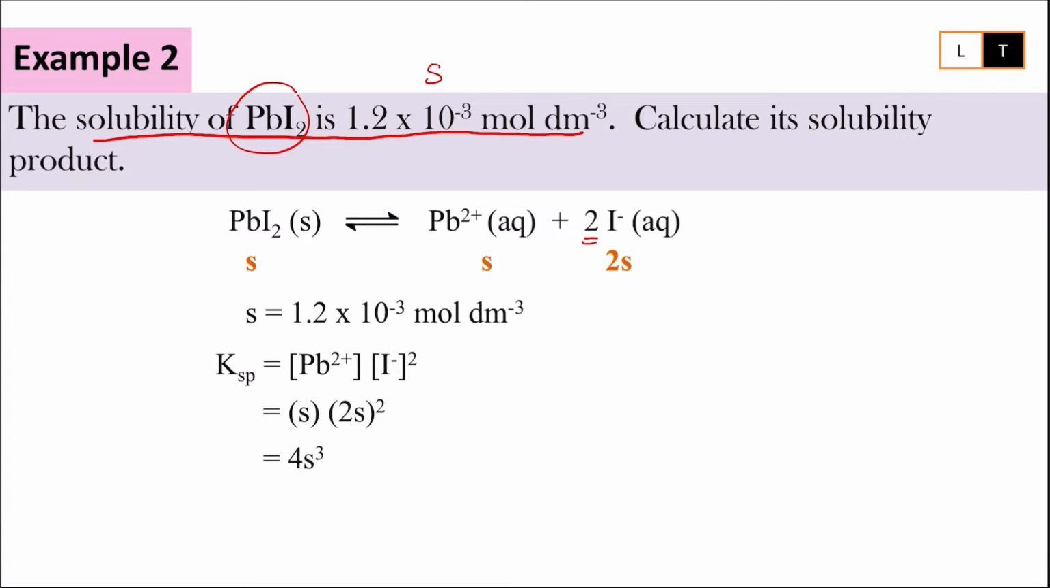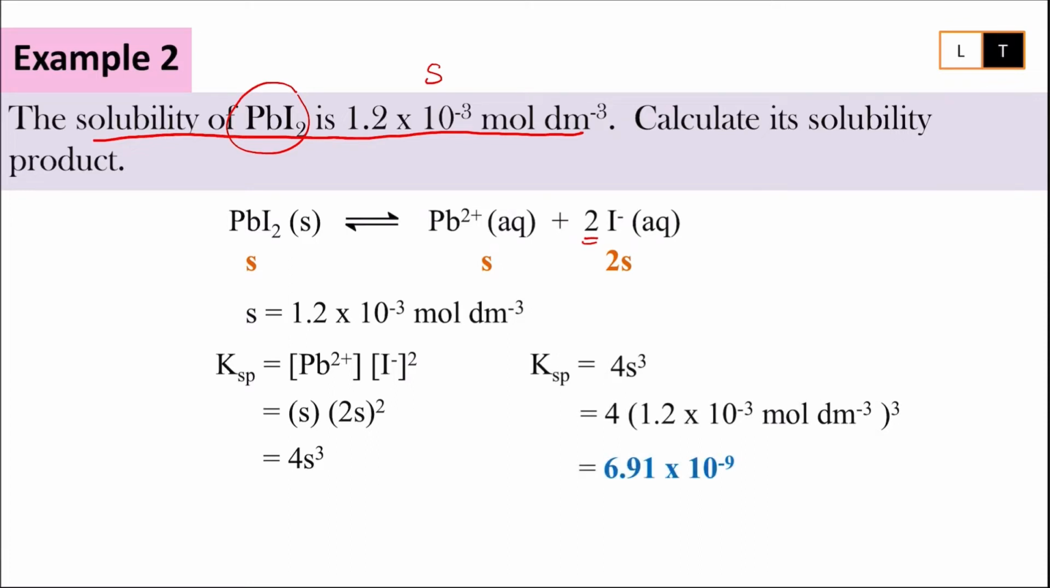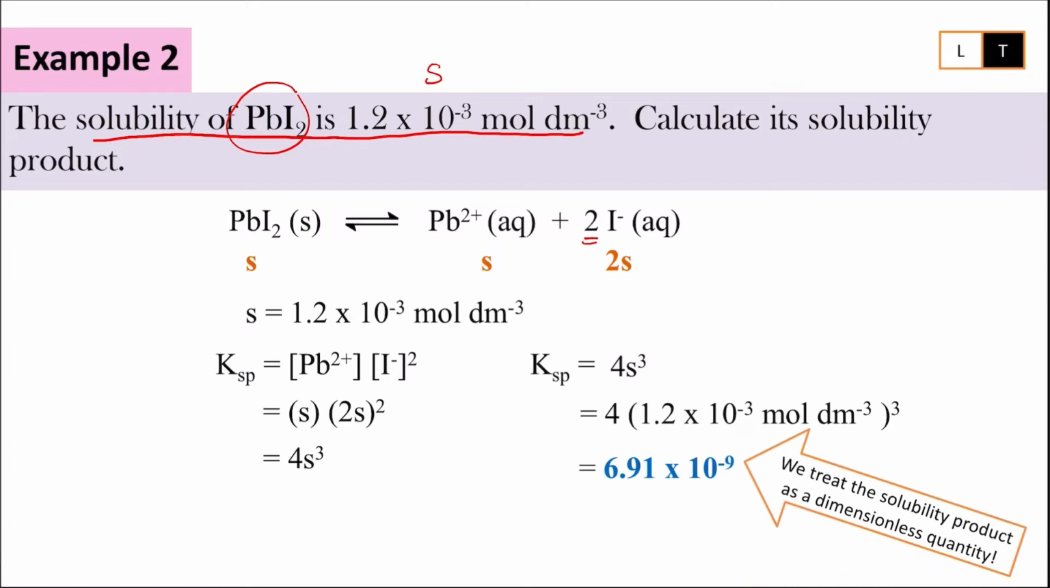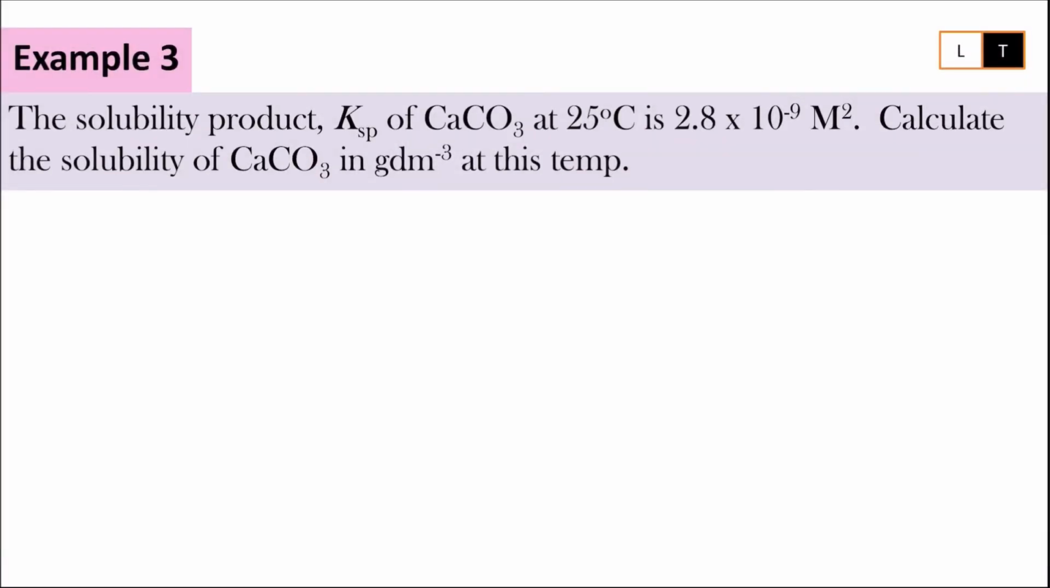Memandangkan kita tahu nilai S adalah 1.2 exponent negative 3 molar, so masukkan sahaja dalam equation, awak akan dapat nilai KSP is 6.91 exponent negative 9. Then we will treat the solubility product KSP as a dimensionless quantity, sama dengan konsep Kc dan Kp. Let's try one more example.